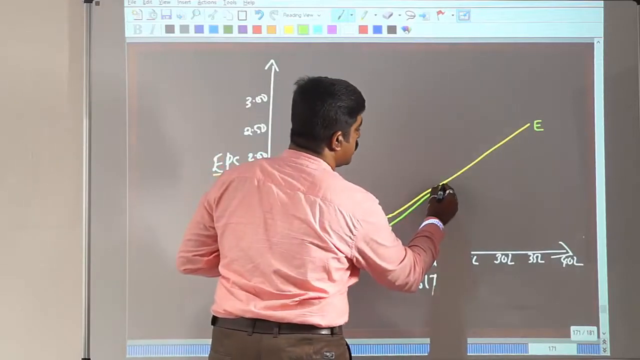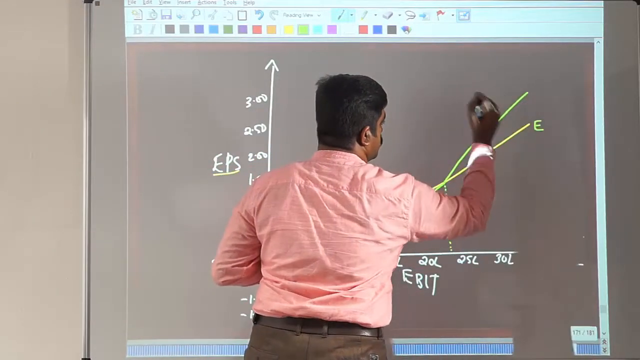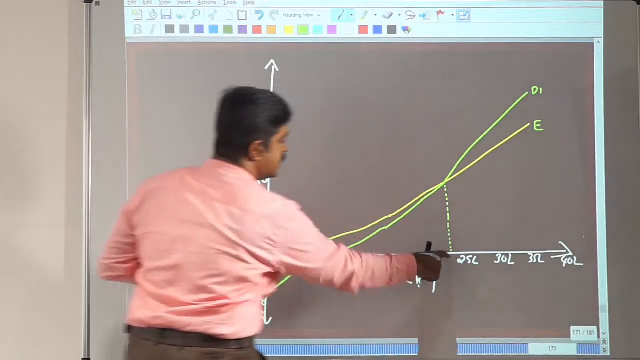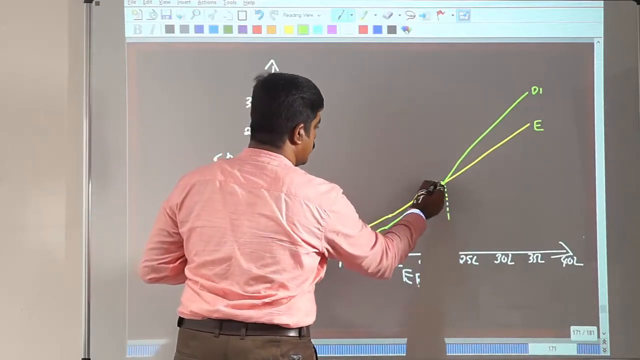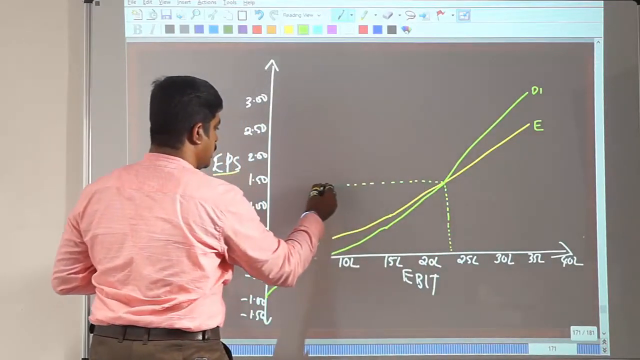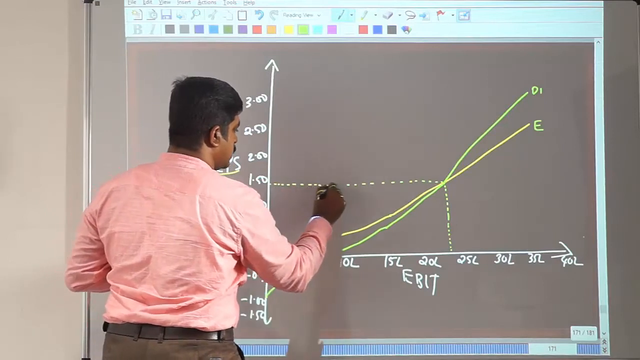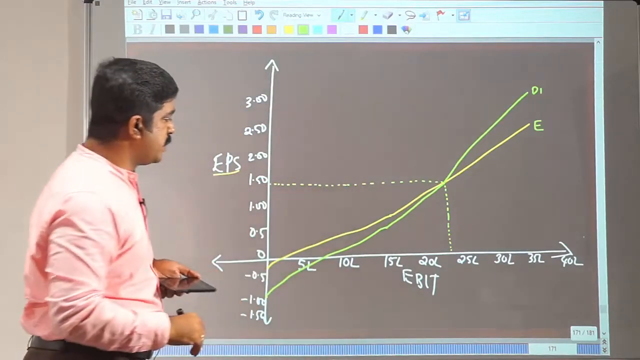your debt option will take the lead. Beyond this, your debt option will take the lead. So this is the indifference point. This is the indifference point between the debt and equity.